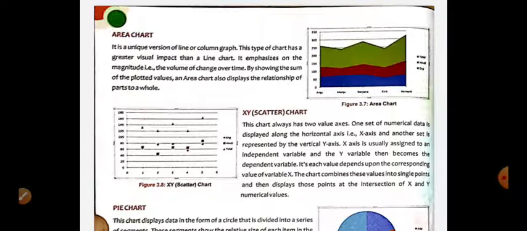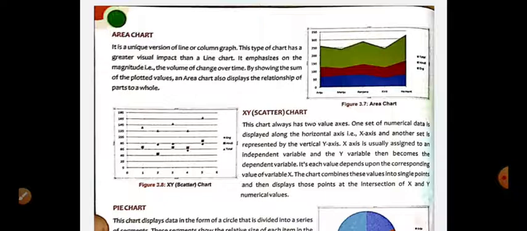Next one, XY scatter chart. Why is it known as XY? Because both axes are used. One set of numerical data is displayed along the horizontal axis, that is the x axis, and another set is represented by the vertical y axis. The x axis is usually assigned to an independent variable and the y variable then becomes the dependent variable. Each value depends upon the corresponding value of variable x.